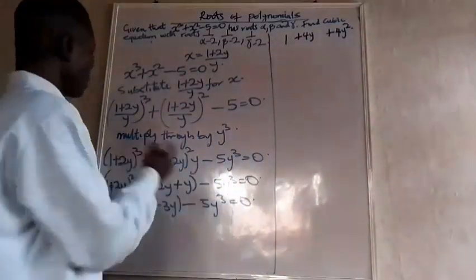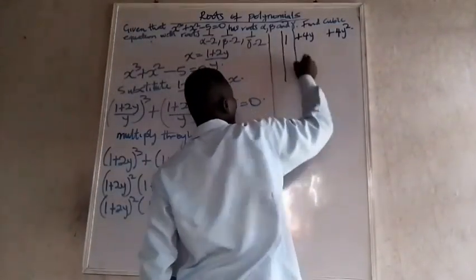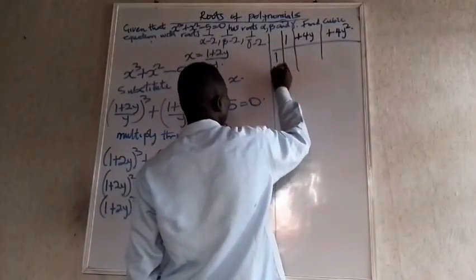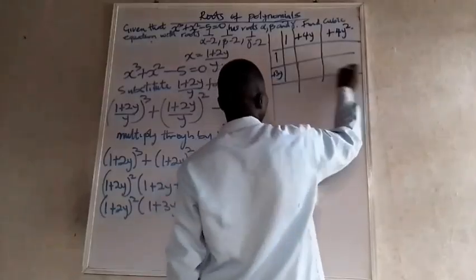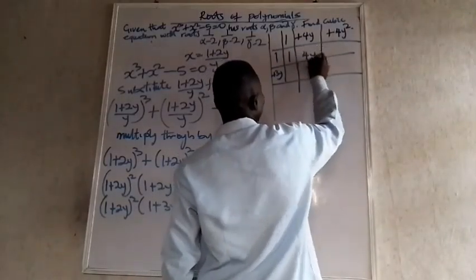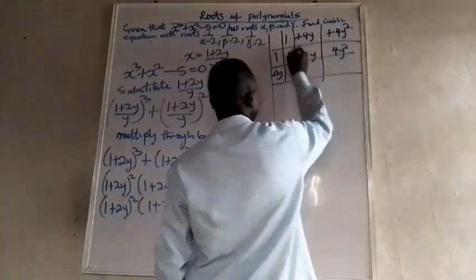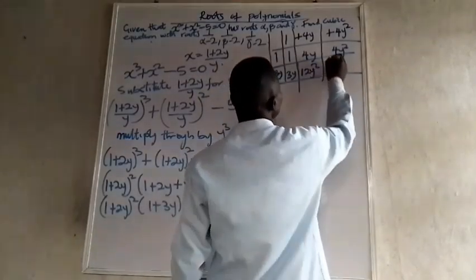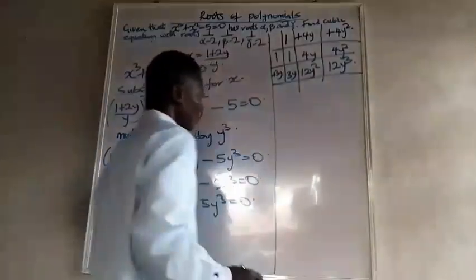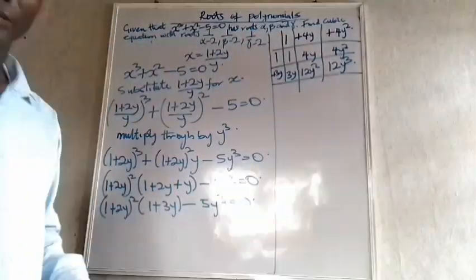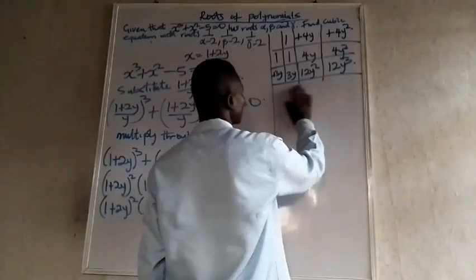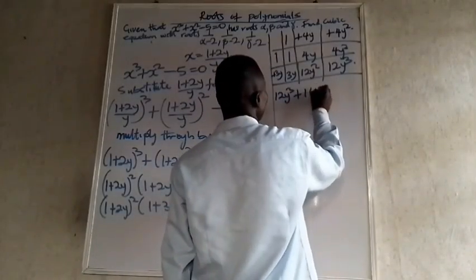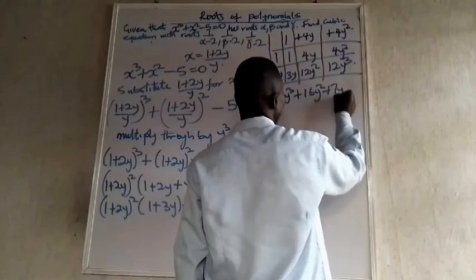1 squared, 2 into this, and then I have 1 plus 3y. So when I multiply this, I'm going to have 1, 4y, 4y squared, 3y, 12y squared, 12y cubed. So the total is going to give me 12y cubed plus 16y squared plus 7y plus 1.